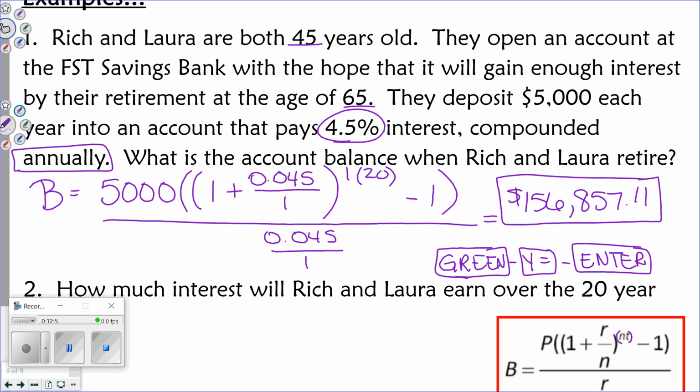That's kind of nice. So the number 2, how much interest will Rich and Laura earn over the 20-year time period? Did we earn simple interest? Yes or no? No. I'm glad you asked that because that's what people are going to do. They're like, oh, interest, simple interest. No, don't ever do that. Unless the problem says simple interest, somewhere in there, you don't touch that formula.